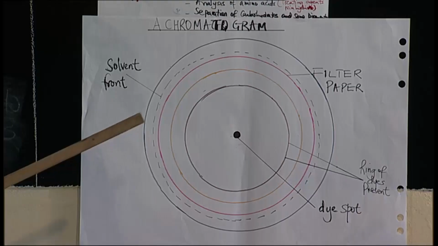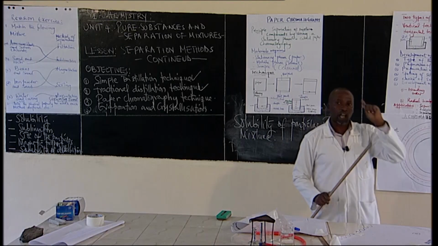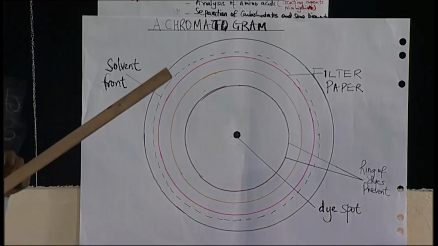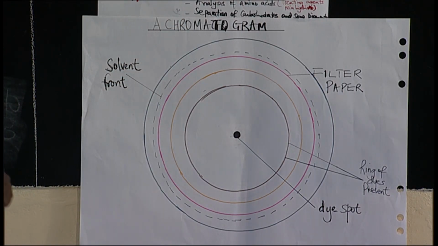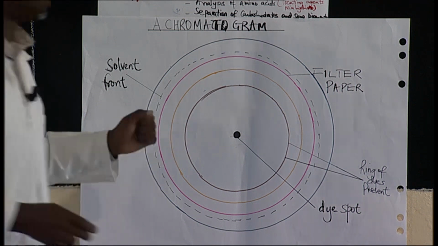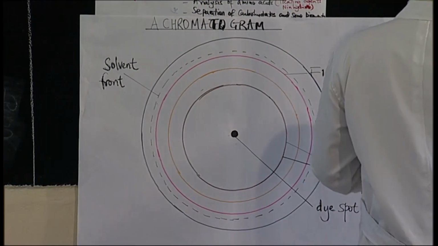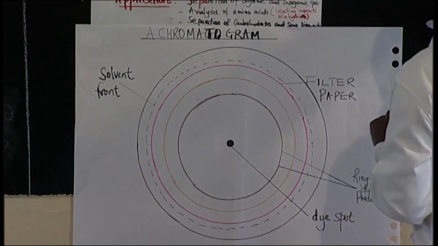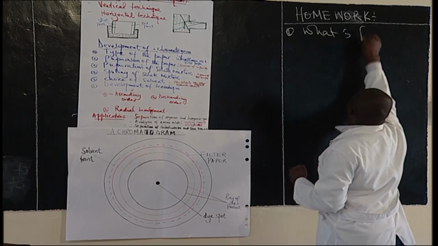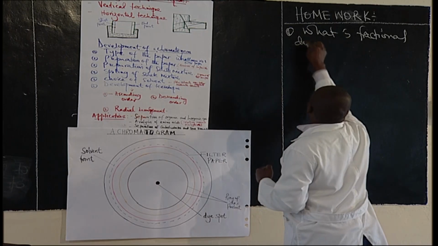So we've not been able to look at the evaporation and crystallization, but that is the one that we'll have to start with in the next lesson. So before I leave, I want to leave you with a homework. Please try this homework and see whether you can do this homework. Number one, what is fractional distillation?